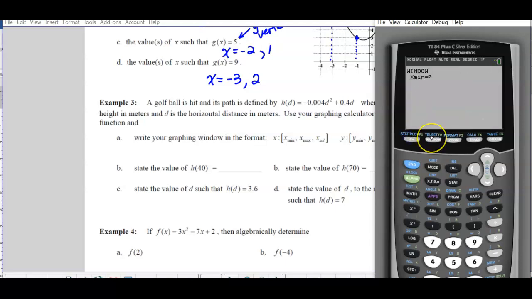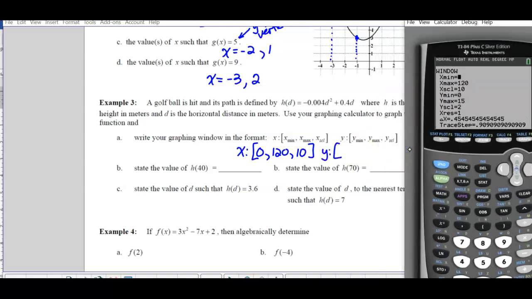So you might want to go back to your window and maybe make that like 120 for your maximum horizontal distance, and your maximum height maybe make it 50. Doesn't really matter, but then it fills up more. It just looks nicer. Okay. So then you're going to copy your window out. So x, and then just list them. Your minimum was 0. Your maximum was 120, up by tens. And then for y, it was 0, 50, up by 2s.